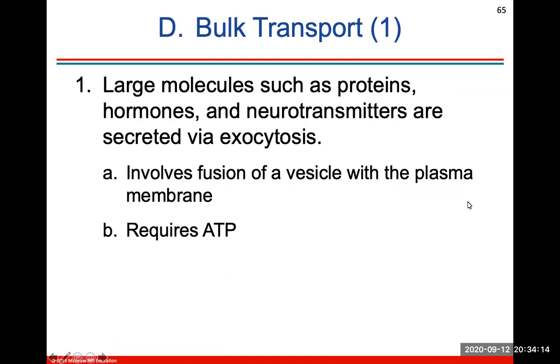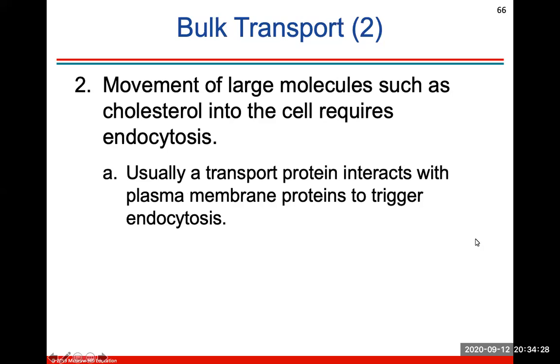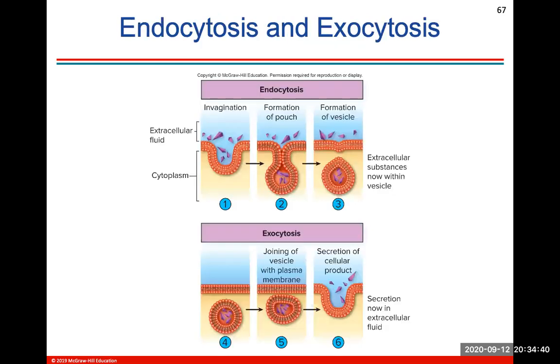Bulk transport is when large molecules such as proteins, hormones, and neurotransmitters are secreted via exocytosis, and it will involve the fusion of a vesicle with the plasma membrane, and this always requires ATP. Movement of large molecules such as cholesterol into the cell requires endocytosis, and this is usually a transport protein that interacts with the plasma membrane to trigger endocytosis.